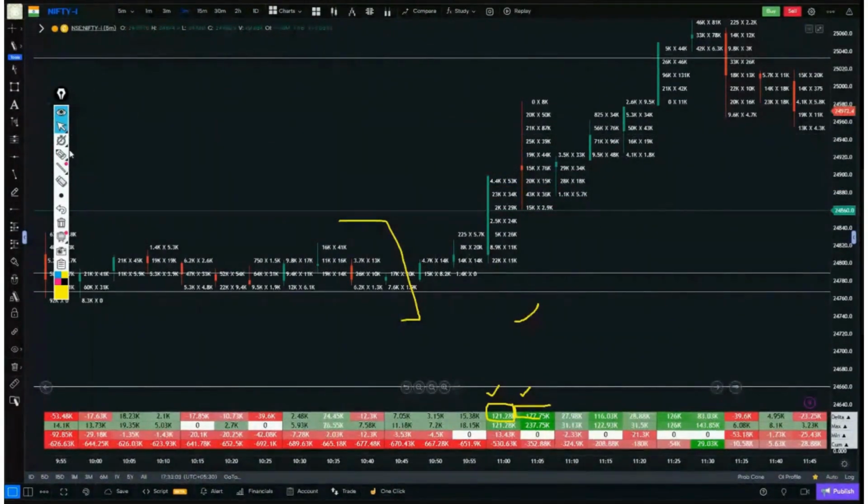Where is our next target? Right here. Because here is yesterday's VWAP zone and a volume node. Okay.